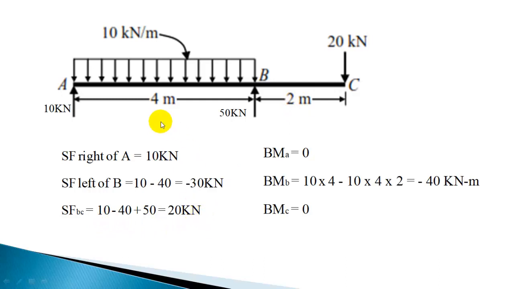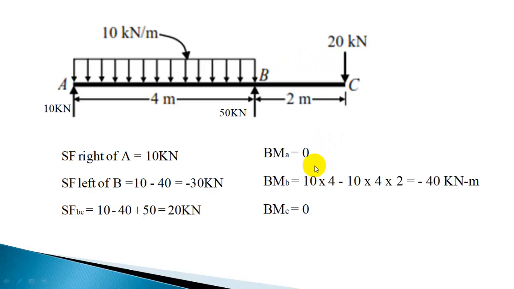So we got the shear force at various points. In the section AB, it varies from 10 at the left end to minus 30. So 10 to minus 30 linear variation, and in the section BC it is going to be a constant 20 kilonewton.